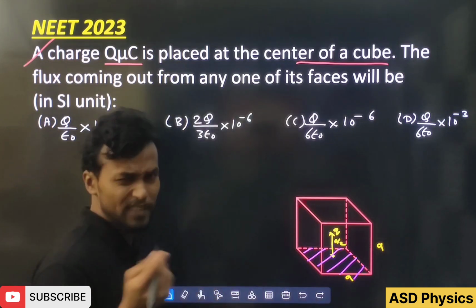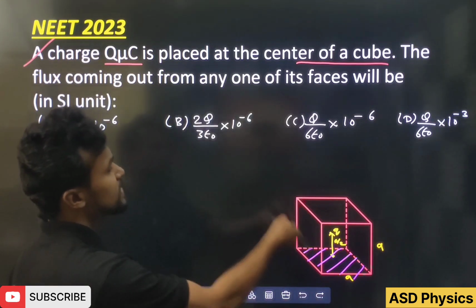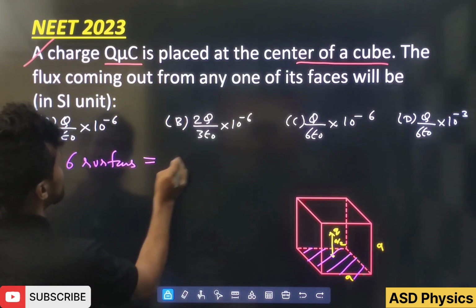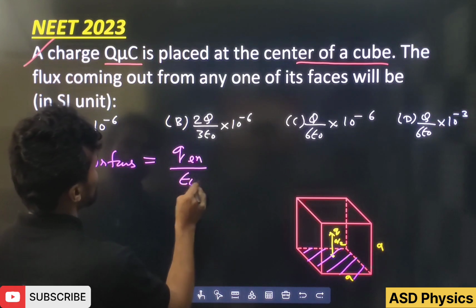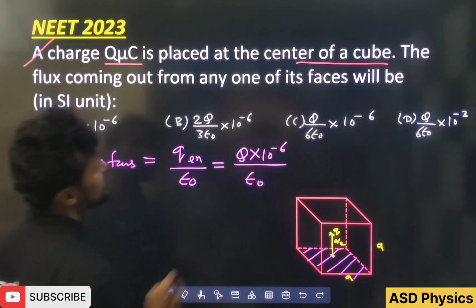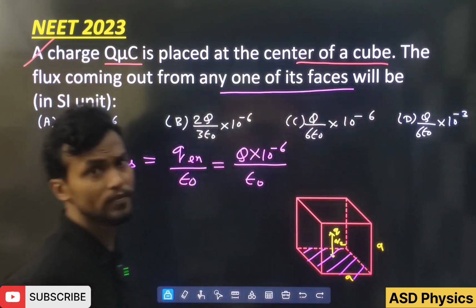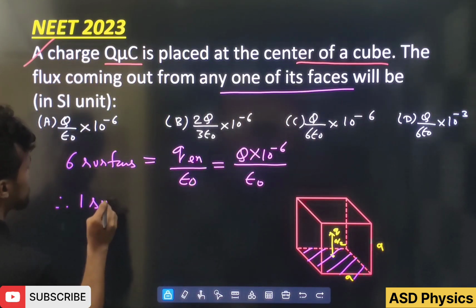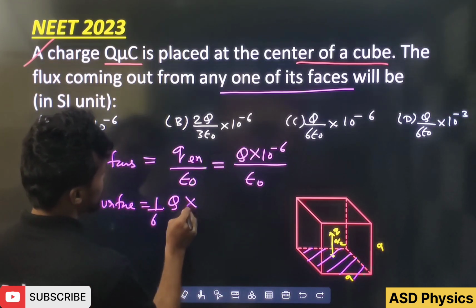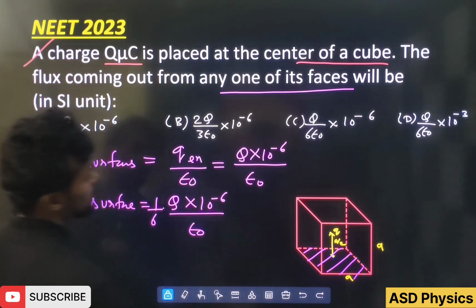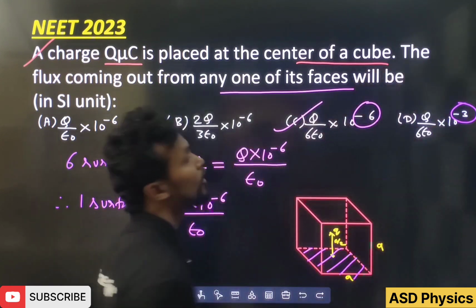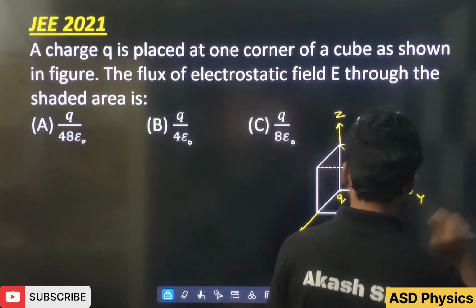Now they are asking the flux through one of the surfaces here. Okay. So you know very well, this is a very basic thing we have learned before also. We know this cube is made up of 6 surfaces. So the 6 surfaces together will carry flux of charge enclosed by epsilon naught, that means q into 10 to the power minus 6 by epsilon naught. In the question they are asking through any one of its faces. So from one surface we just have to divide by 6. So 1 by 6 q into 10 to the power minus 6 by epsilon naught. Which option is correct here? See the power, here minus 6, here minus 3. So option C is the answer. Very easy.